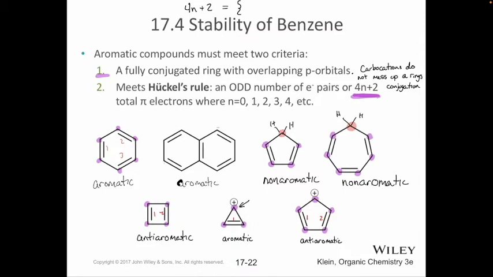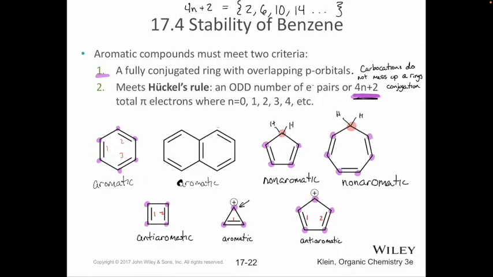It's just shorthand for a series of numbers where you plug in increasing integers into n. So if you plugged in 0, that would be 2. If you plugged in 1, that would be 6. If you plugged in 2, that would be 10. If you plugged in 3, that would be 14, etc. You get this series of numbers. If your compound has that many electrons total, then it's aromatic. Okay, so that's this 4n+2 rule.